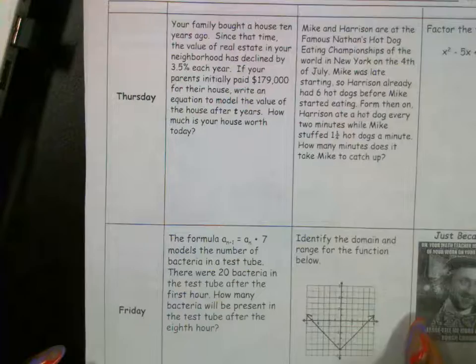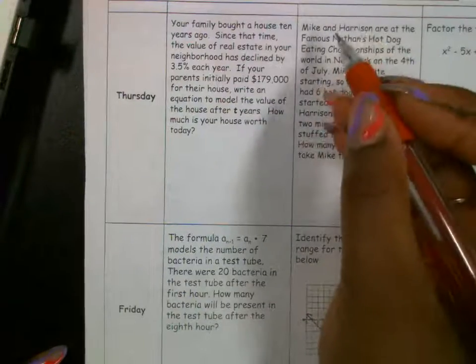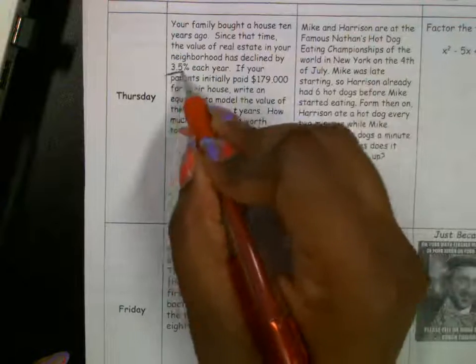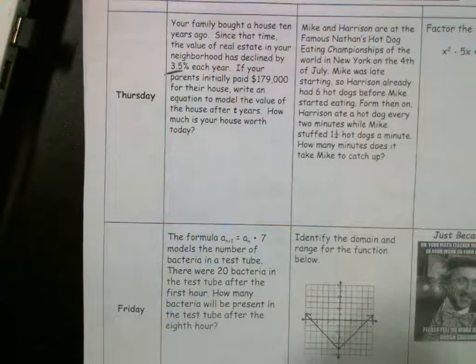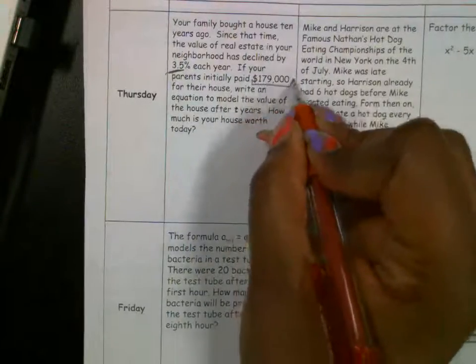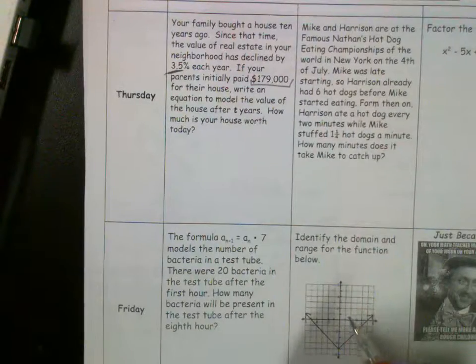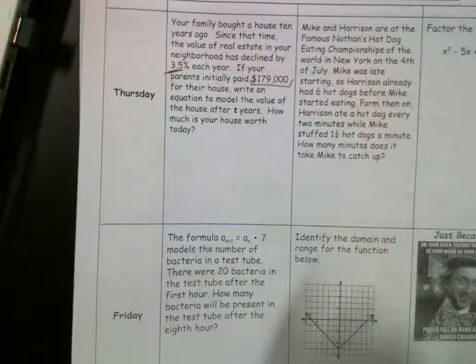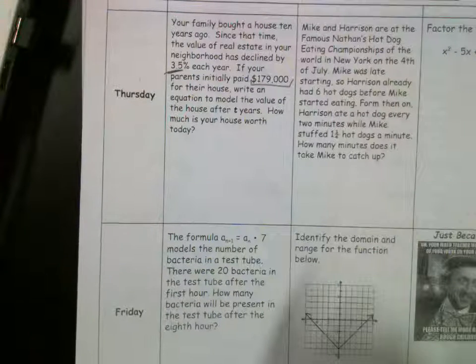Your family bought a house 10 years ago. Since that time, the value of real estate in the neighborhood declined 3.5% each year. Your parents initially paid $179,000 for their home. Write an equation to model the house after 2 years, and how much is the house worth today?